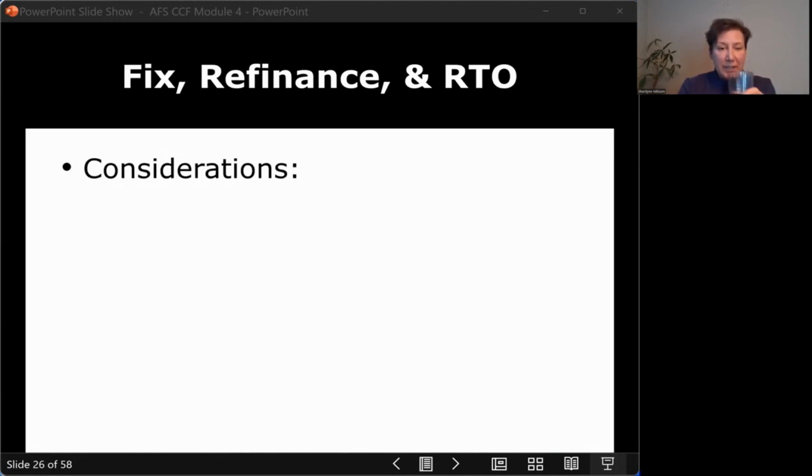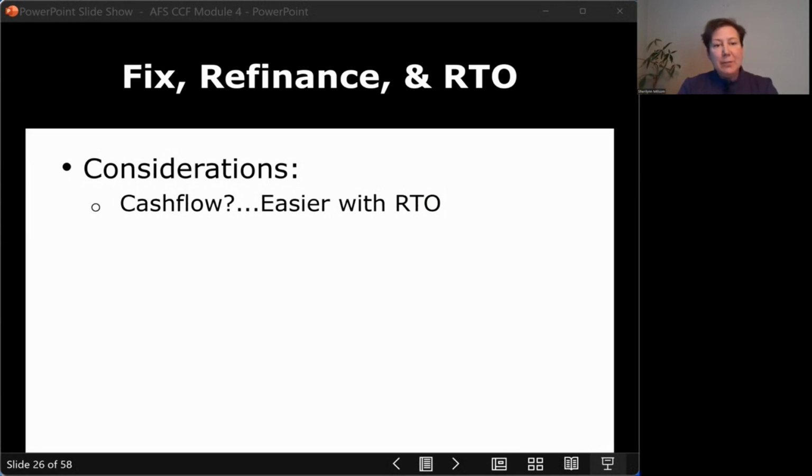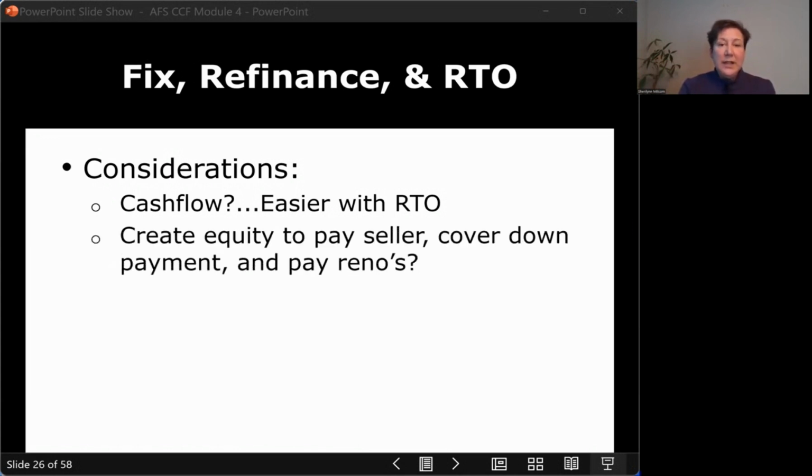With fix and refinance and rent to own, your cash flow is going to be better because with rent to own, you're usually charging a premium rent and you're either getting money up front for the option payment or money every month for option payments, or potentially both. Again, are you creating enough equity to pay your seller, cover your 20% down, and pay your renovations?